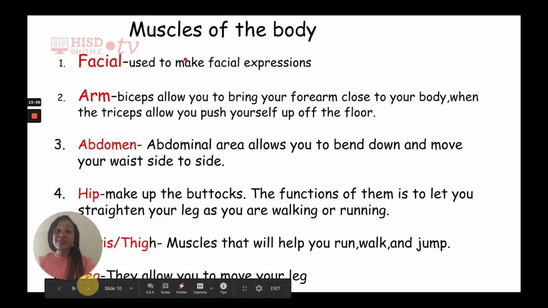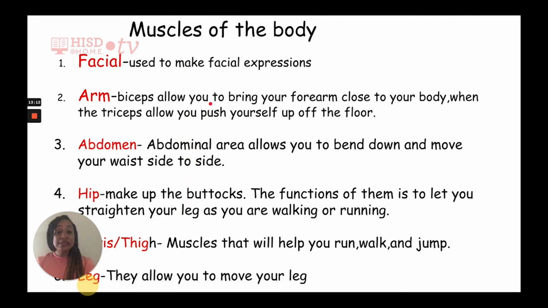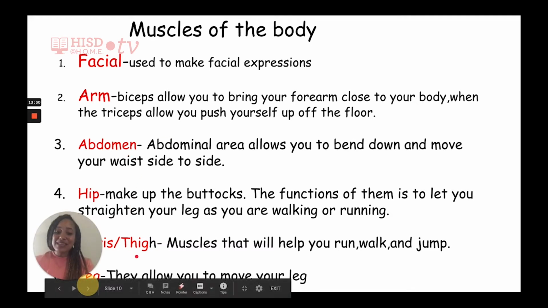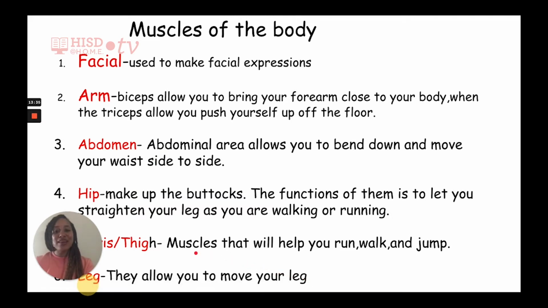So these are just a few muscles in our bodies and the different things that they allow us to move within our body. So facial muscles to move our face so we can smile or cry or be sad. Our abdomen, which allows us to bend and move our waist side to side. Our leg muscles, which allow us to move our leg. And then our thigh muscles, which help us to run, walk, and jump. I'm going to give you a few seconds to write down a couple muscles and what they help us move within our body.